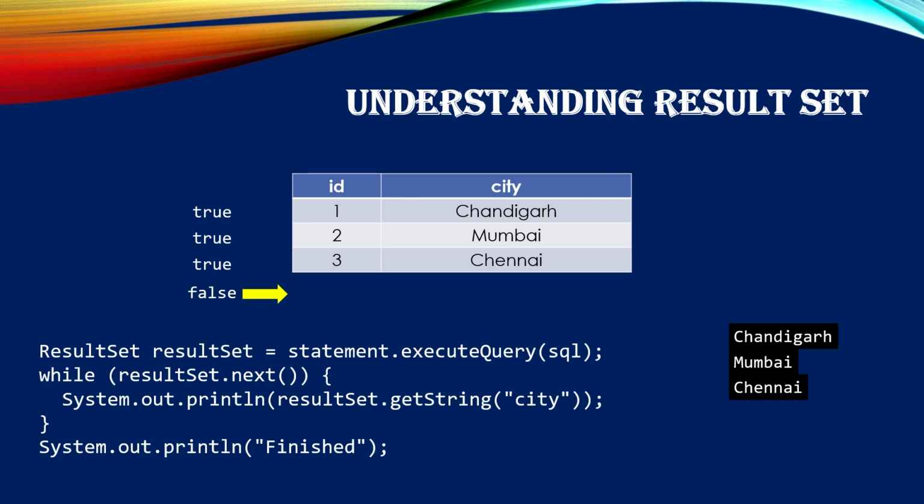So this is how it is going to happen. Since it is saying false, it will not get any city for you, because it will come out of the loop. It will just say finished. Here I'm just writing finish so that I can show you that it will come out of the loop. So this is the way you are going to work with your result set, and the same thing we will be doing in our code.